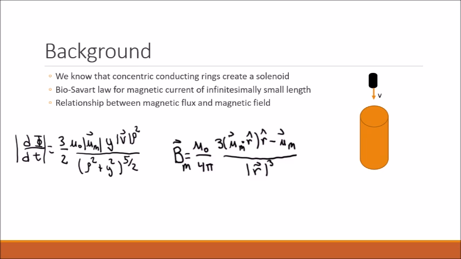Some important background information to note. We know that concentric conducting rings create a solenoid. We have learned about the Biot-Savart law for magnetic currents of infinitesimally small length. We know the relationship between magnetic flux and magnetic field. And here are some key equations that we will input into the model.